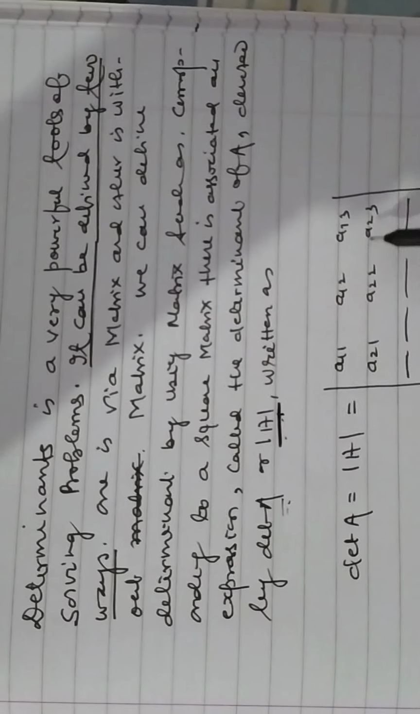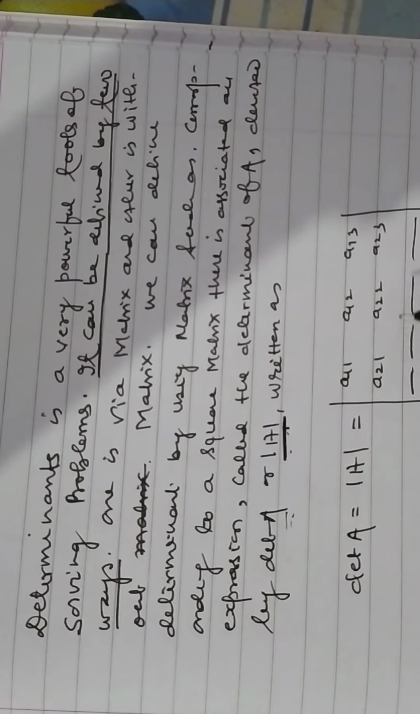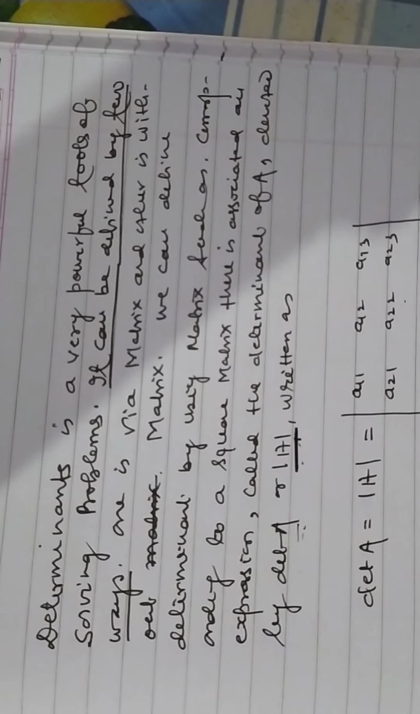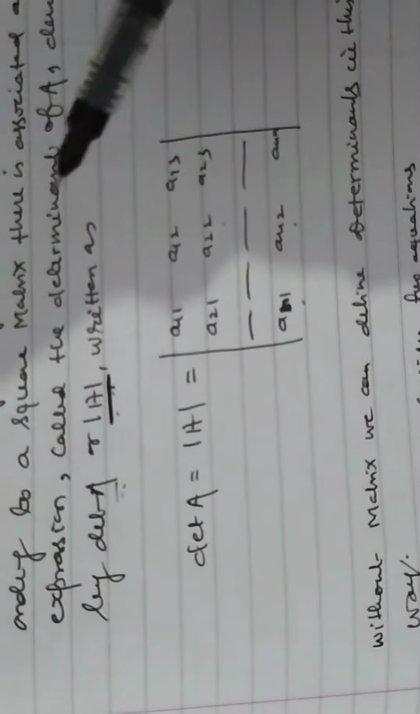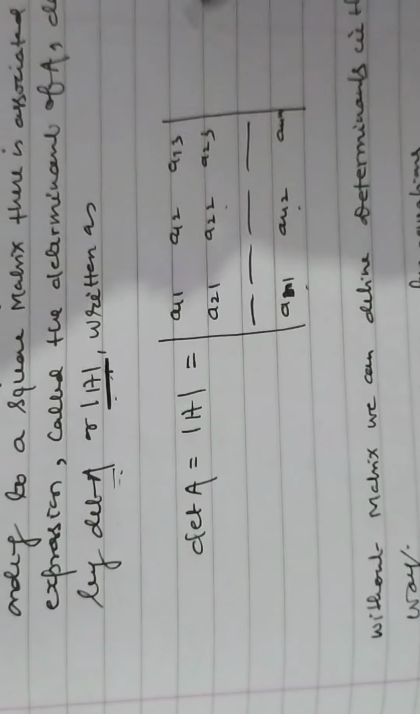So a determinant of order n can be written as a11, a12, a13, a21, a22, a23, and an1, an2, ann. So my dear students, in this way we can define the determinant via matrix. Now suppose we take a small example.